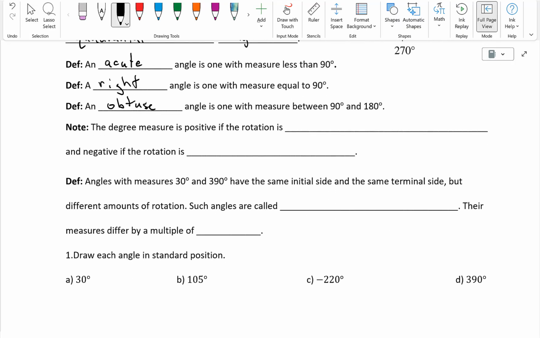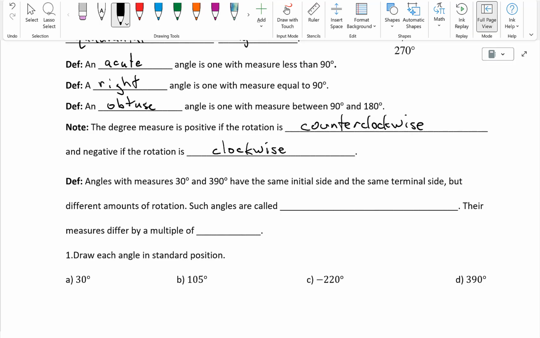Note here, the degree measure is positive if the rotation is counterclockwise. And negative if the rotation is clockwise. So that just follows from how we labeled the quadrants, right? Quadrant 1 was the upper right, then 2, 3, 4 as we move in the counterclockwise direction, so positively through the quadrants. And if we go clockwise, we'd be going backwards through those quadrants.